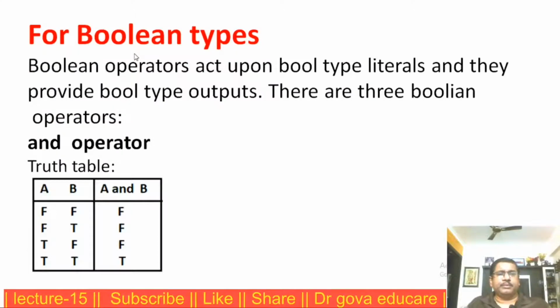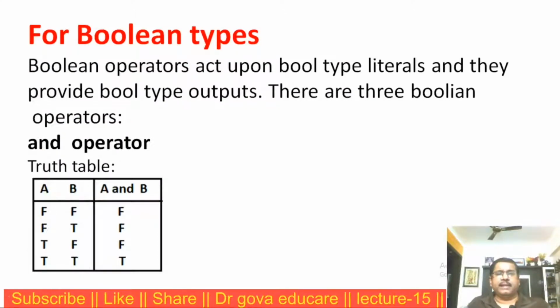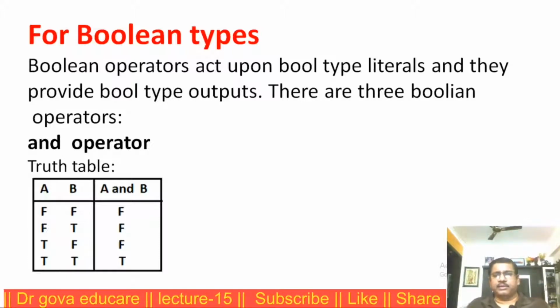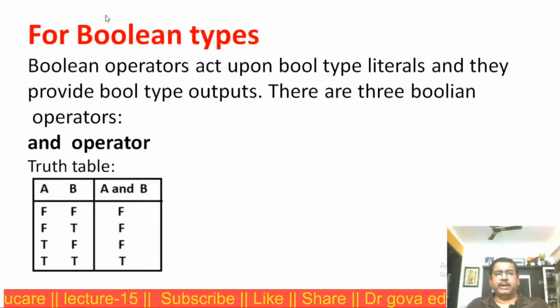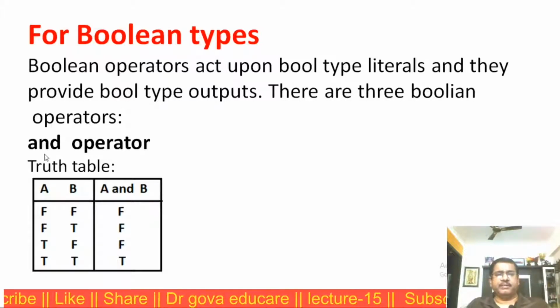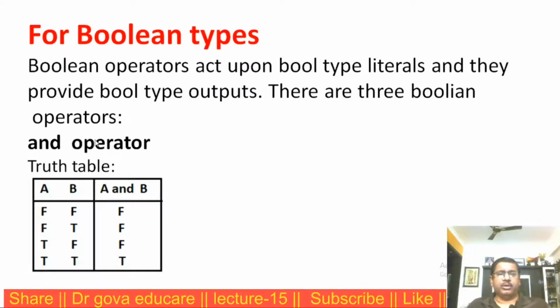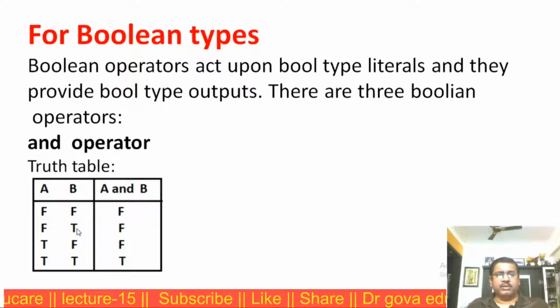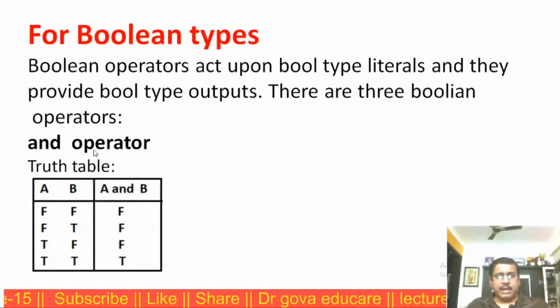For Boolean types, Boolean operators act upon Boolean type literals, that is true or false, and they provide Boolean type outputs. There are three Boolean operators. The first one is the AND operator. You know, from the lower classes, this is the truth table for AND. False and false, false. False and true, false. True and false, false. True and true, true.